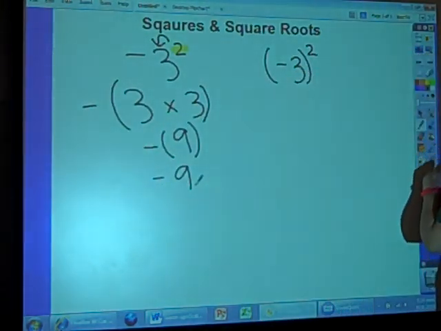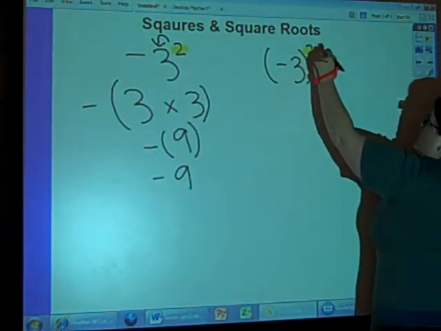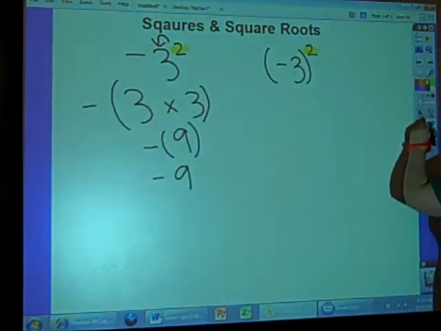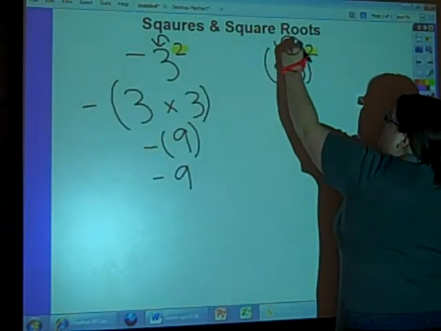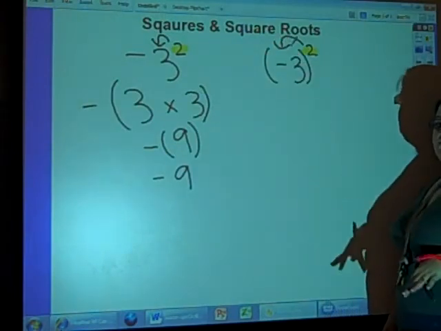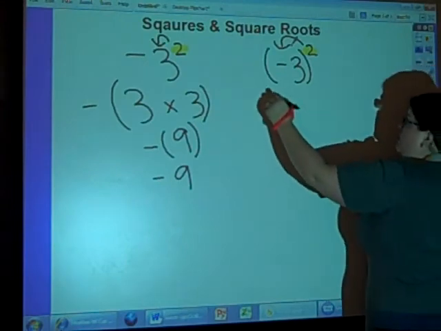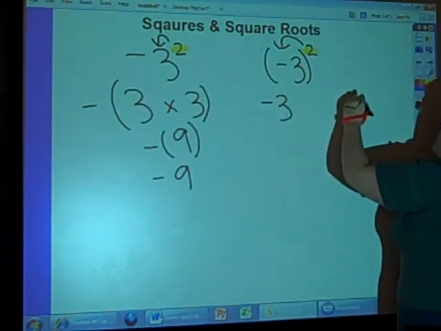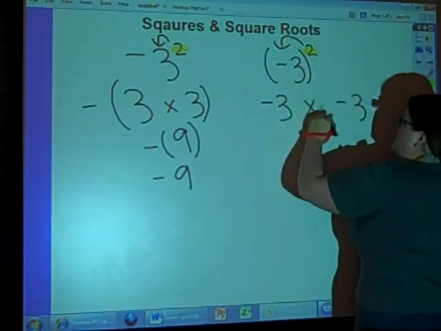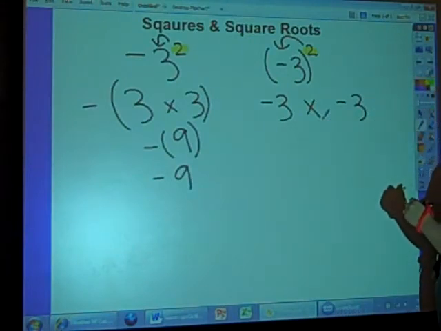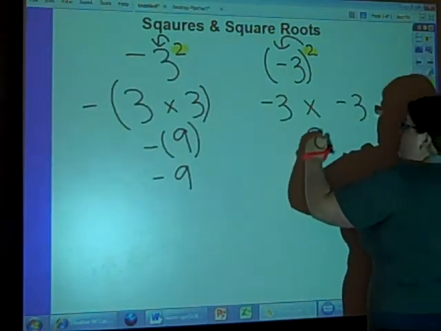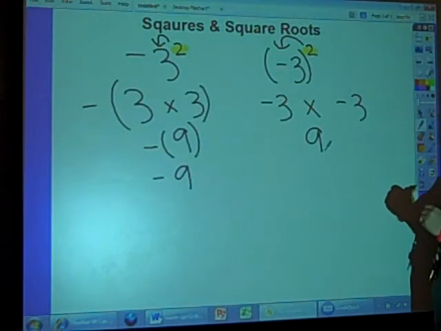Now let's take a look at our second one. Our exponent, our power, tells us what we're going to see directly next to it. Directly next to it is our parentheses. So you take everything inside of the parentheses. So inside the parentheses is negative 3. So I'm going to see negative 3 2 times, and they're being multiplied. A negative times a negative is a positive, and 3 times 3 is 9.